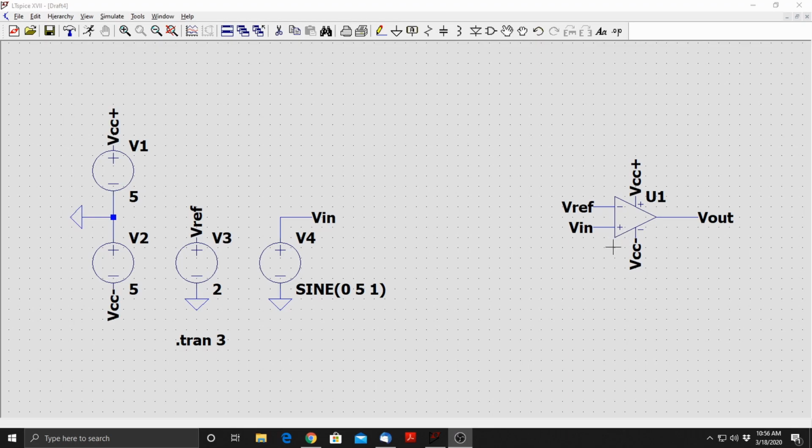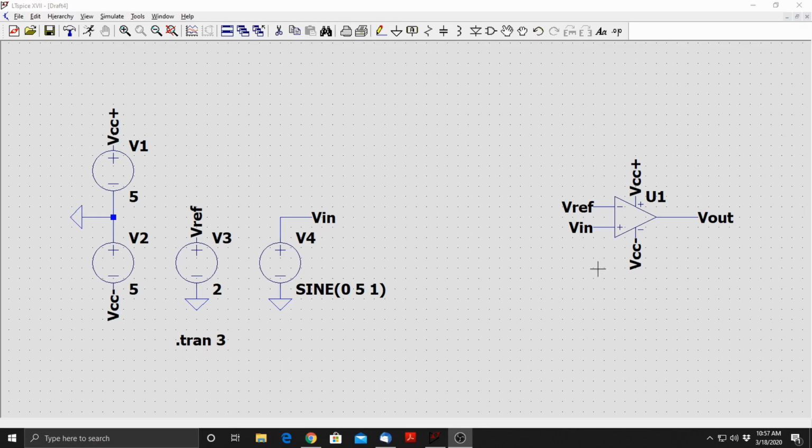I have a reference voltage of 2 volts, which the input signal is being compared to, and my expectation is that whenever Vin is greater than 2 volts, I should observe that my output voltage is at VCC plus, which is 5 volts, and whenever my input voltage is less than Vref, I should see that my output voltage is at VCC minus, which is -5 volts.